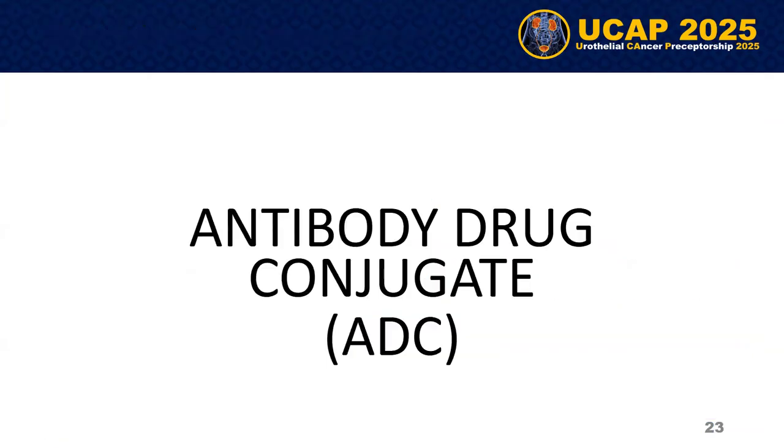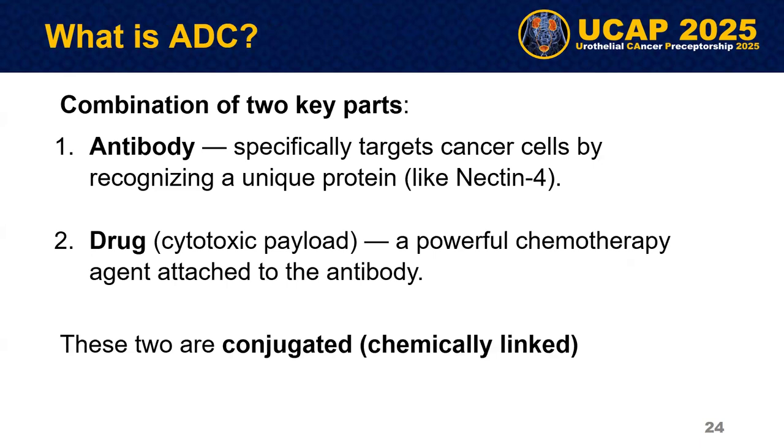So next is antibody drug conjugate. So what is ADC? ADC actually stands for A, antibody, D, drug, and then C, conjugate. So antibody is the part that binds to the specific targets on the cell, for example, Nectin-4, S of EV, and drug is actually the cytotoxic payload that is administered into the cell after binding to the antibody. And then these two agents are chemically linked or conjugated, hence the name ADC.